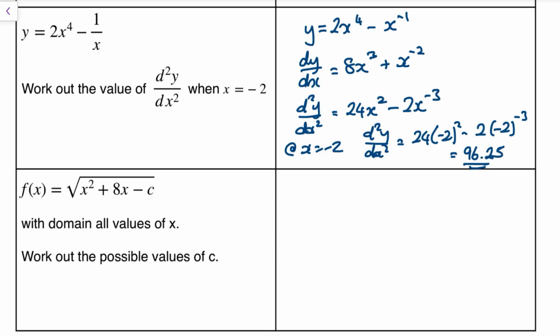Okay, next and final question today. F of x equals something with a domain all values of x. In other words, I can put in every value into this function. Work out the possible values of c. Oh, okay, this is a nice sort of back to front question, isn't it? Because it's telling me this will work for all values of c.